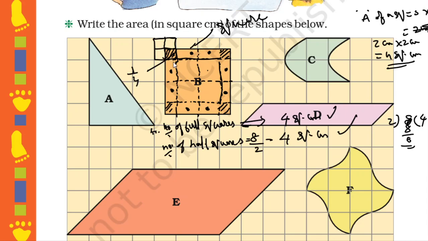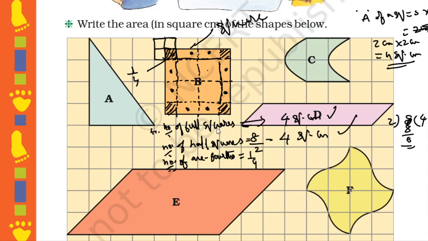So how many 1/4s are there? Just find out. 1. This is the 1/4 of the whole square. How many 1/4s are there? 1, 2, 3 and 4. So the number of 1/4s, how many 1/4? 1/4 means 1/4.